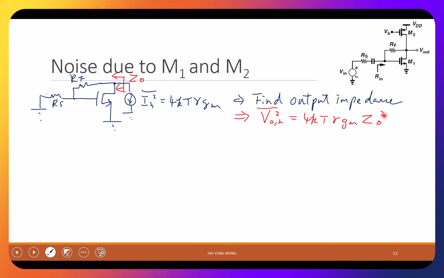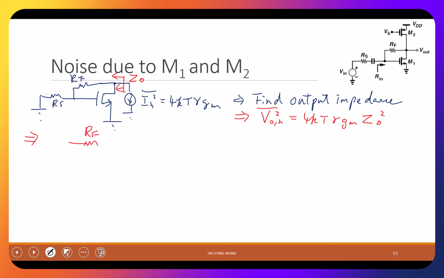Because I know I have this current, I just need to multiply the current by the impedance, then it will tell me what the voltage is here. So my goal is to find the output impedance. Give me 2 more minutes, okay? I will draw the small signal model, just like what we did earlier. Now I'm going to be faster.